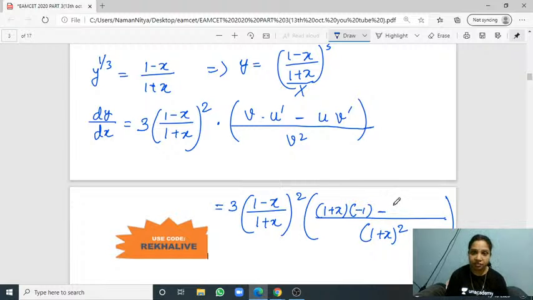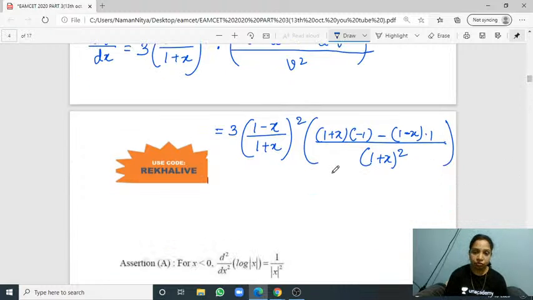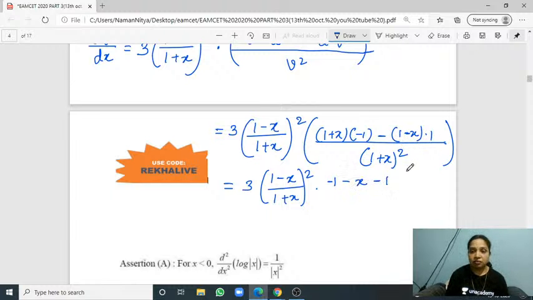Then the minus sign, and U as it is, so 1 minus x as it is. And differentiation of V: V is nothing but 1 plus x. What is the differentiation of 1 plus x? 0 plus 1, that is 1. So just solve this, you will get your answer. Let me rewrite this one again. So (1 minus x) divided by (1 plus x) whole square, into, if I open the bracket, minus 1 minus x minus 1 plus x, divided by (1 plus x) whole square.